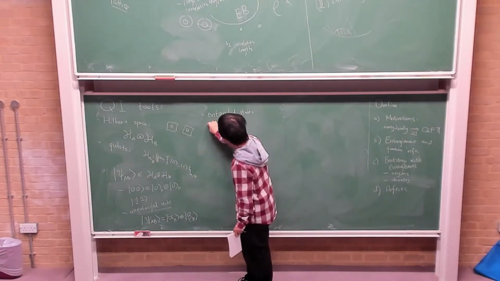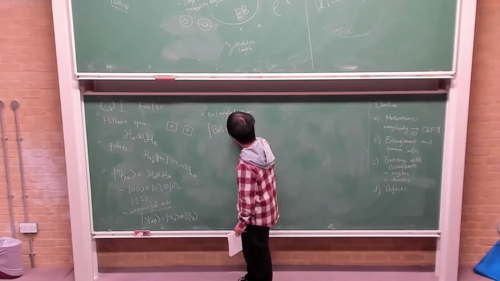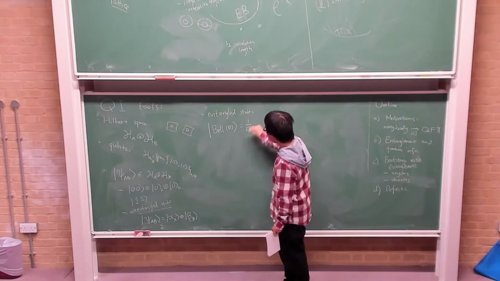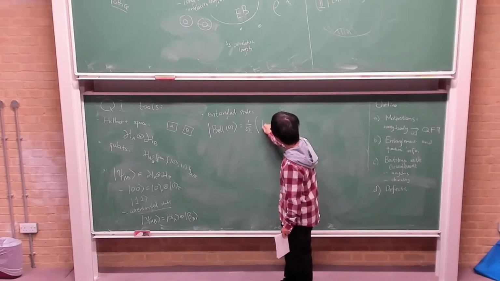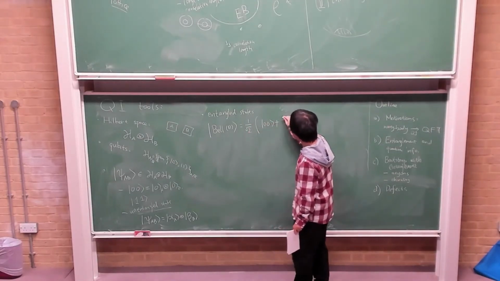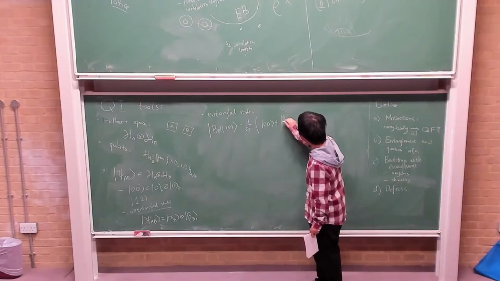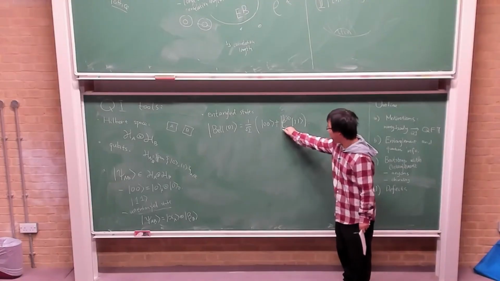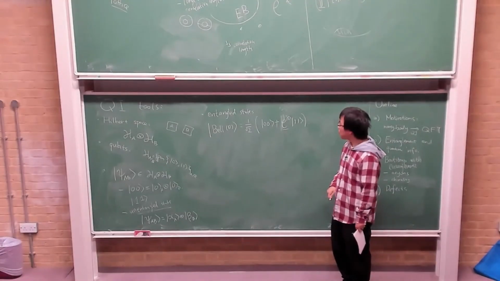So for instance, I'd like to have a Bell state with some parameter theta. It's like 1 over square root of 2, not important, normalization, times |0,0⟩ plus e to the i theta |1,1⟩. Quantum mechanics is complex, so I add some complex number.